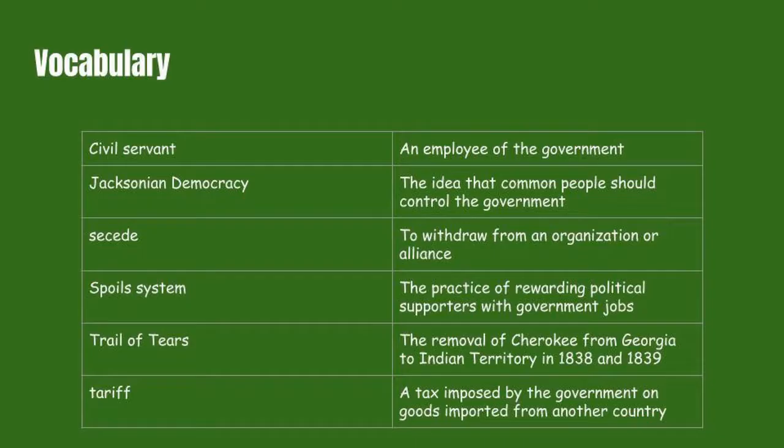So we also have some vocabulary words that you should be aware of. Some of them you're going to hear in this podcast, and others are going to be a part of the reading notes that you will get. So civil servant, Jacksonian democracy, secede, the spoils system, trail of tears, and also tariff is going to come out of lesson 14 for you.